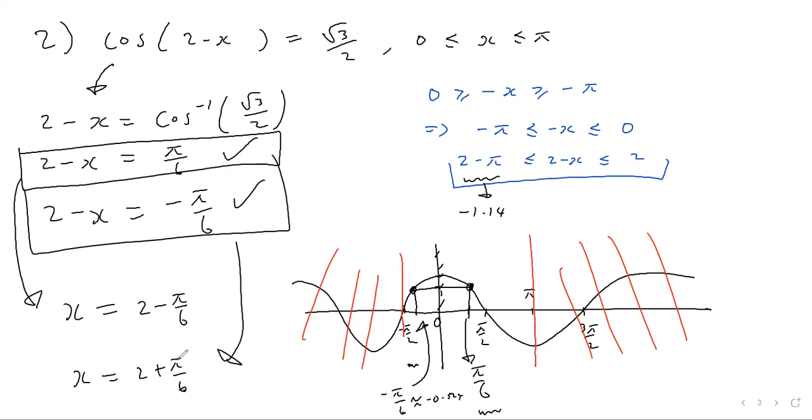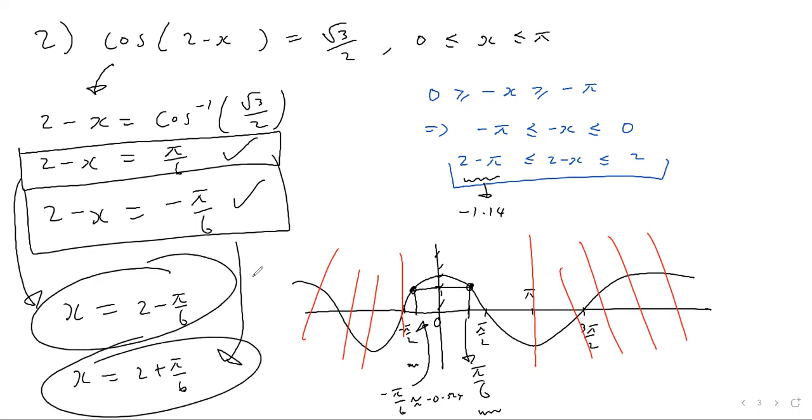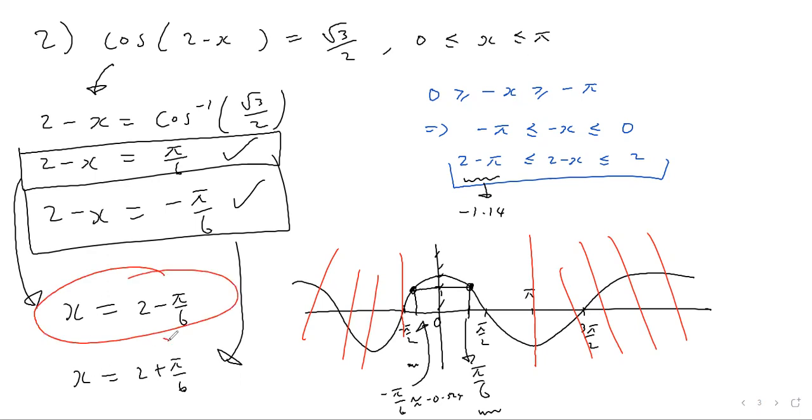And again, if you put those numbers into your calculator, they will be between 0 and pi, because we want x to be between 0 and pi. So they would be the two solutions there, that one and that one. And again, if the question said, give your answer to a certain number of significant figures, you can just put those two solutions in your calculator. So they would be the two solutions for that one.